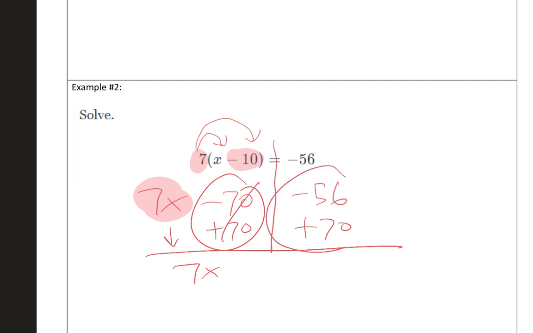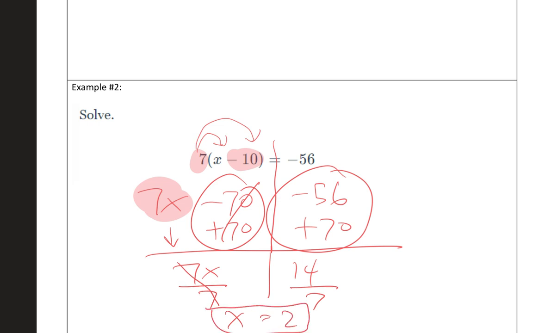Okay, now we can combine those. -56 plus 70 gives us +14. Okay, now we're at our last step, right? That's multiplying. The opposite or inverse is dividing. Divide that side by 7, divide by 7. That cancels out. X equals 14 divided by 7 is 2. So that's it on this one.